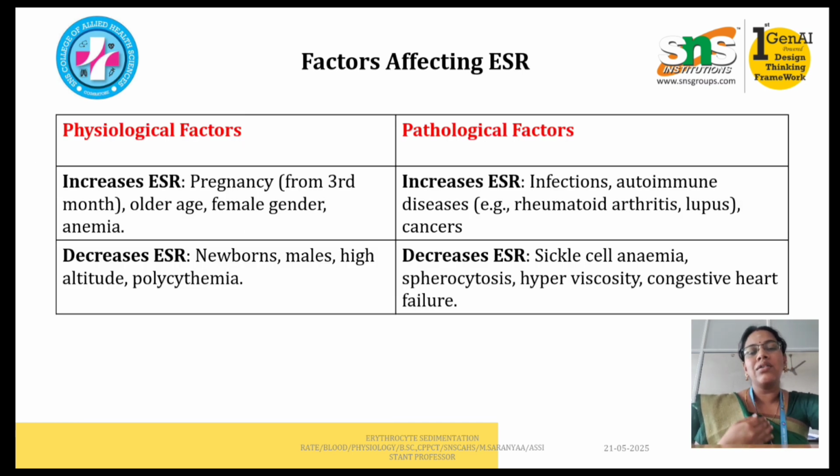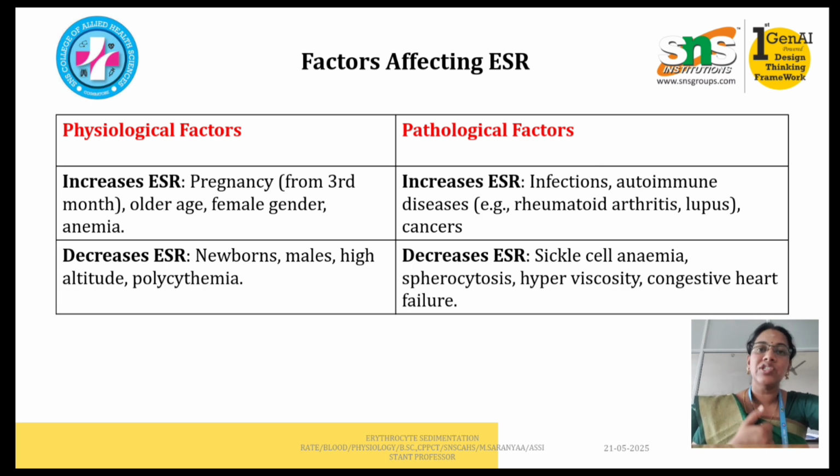So the normal value will be 0 to 30 mm, but somebody may have an increased amount of ESR. What could be the causes for an increased ESR and decreased ESR? Physiological causes of increase can be pregnancy, older age, female gender and anemia, and the decreased causes may be newborn, male gender and high altitude or polycythemia.